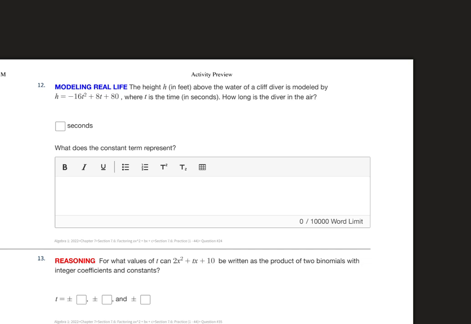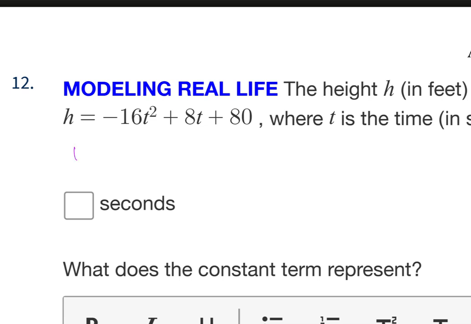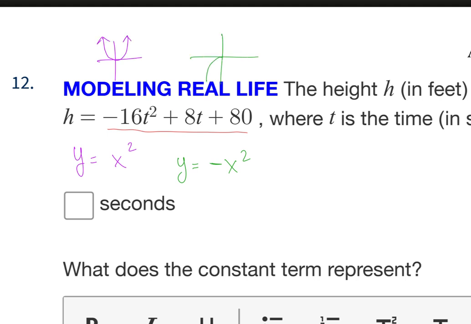Number 12, we got modeling a real-life scenario. The height h in feet above the water of a cliff diver is modeled by this. Okay, so one thing I want to point out, as we've been kind of doing the function of the day, is the parent function is like y equals x squared. And you notice this is a lot more than that, right? And one thing I don't know if you remember is we had one where it was negative x squared. So what's the difference? Well, the purple one looked like this. The green one looked like this.